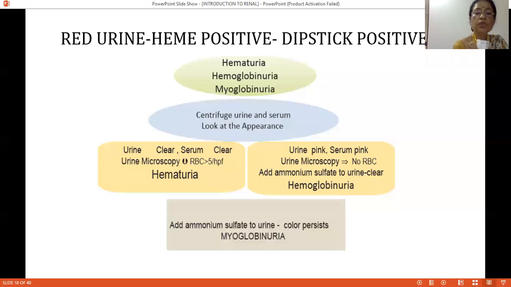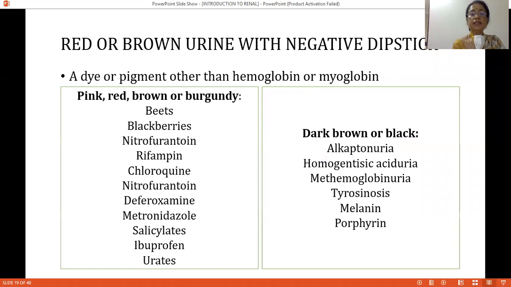Next is red color urine which may be due to the presence of RBC, or may not be due to it. These are the causes which also falsely show as hematuria. The urine may be pink, red, brown, or burgundy color. If you take beet, blackberries, or medicines like nitrofurantoin, rifampicin, chloroquine, desferoxamine, metronidazole, salicylate, ibuprofen, or urate, these cause pink or red color urine.